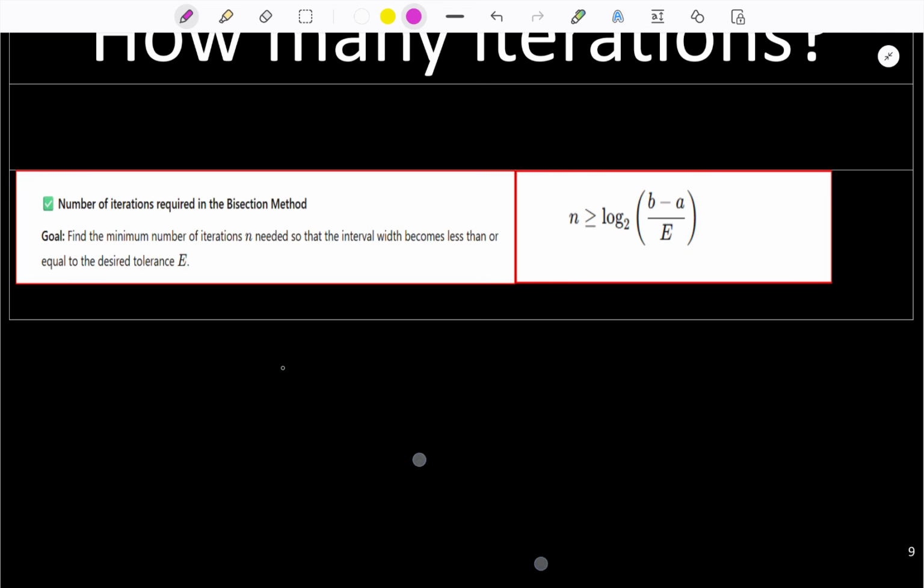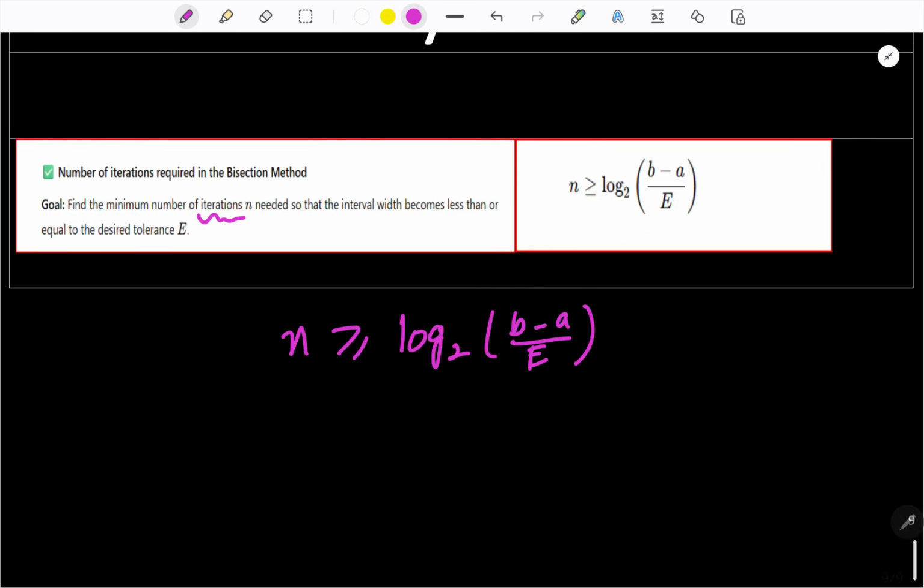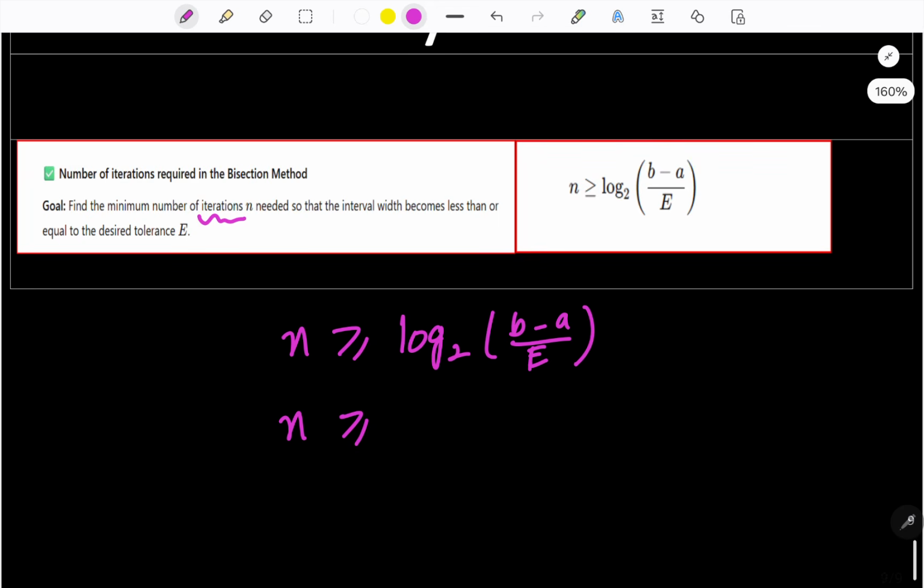This is the formula. N greater or equal to log 2 b minus a divided by e. This is the minimum number of iterations. At least minimum you should go for this. Maximum any number, no problem. Okay. So n is greater or equal to log 2 bracket open.